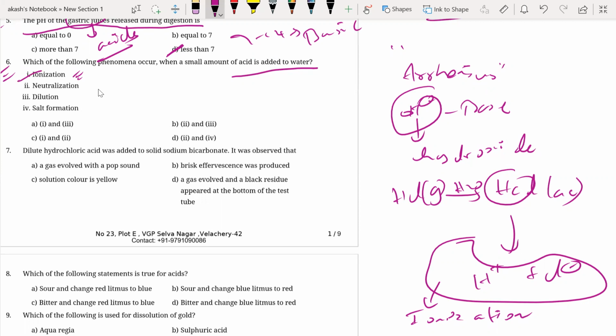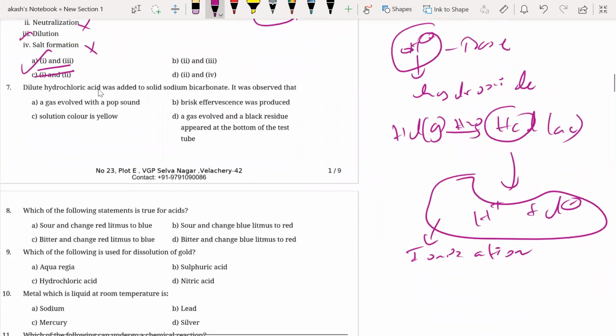Neutralization, no. For neutralization, I need a base, not water, right? Dilution, yes. If the acid is added to water, that is how we dilute it. We add acid to water, drop by drop, not the other way around. We don't add water to acid for dilution, because it will be violently explosive. So yes, dilution can be the answer. Salt formation, no. Again, for salt formation, we need a base. So 1 and 3 are the only correct answers. The correct option is option A, 1 and 3, ionization and dilution.